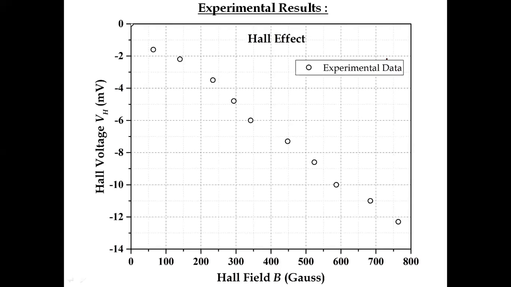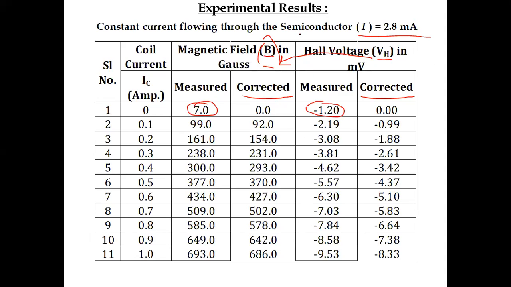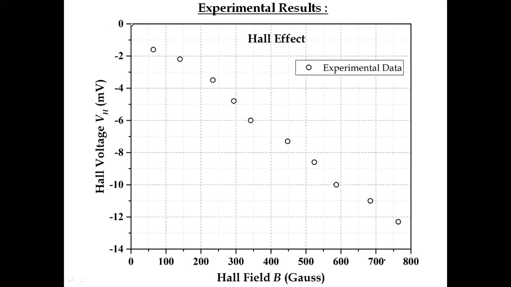This is our plot. This is the scatter plot. So you have observed that B is positive throughout, but VH starts from 0 and goes to negative values, increasing negative values. So if we plot, it will look like this. So this is your plotting, B along the x-axis, VH along the y-axis.